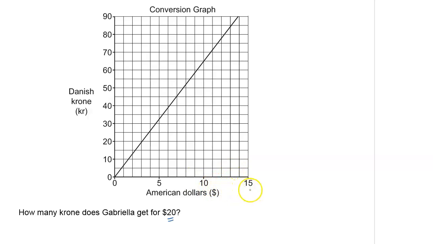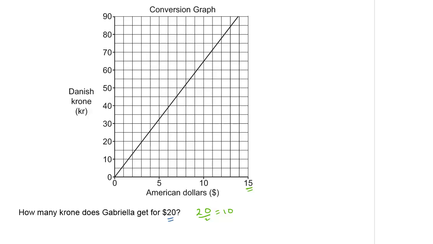She had $20, but the graph only goes up to $15, you can see. So I'll prefer to take half of 20. 20 divided by 2 gives us 10. So if I get how many Danish krons are equivalent to $10, I will multiply that by 2 to get how many Danish kron for $20. So I'll use my graph.